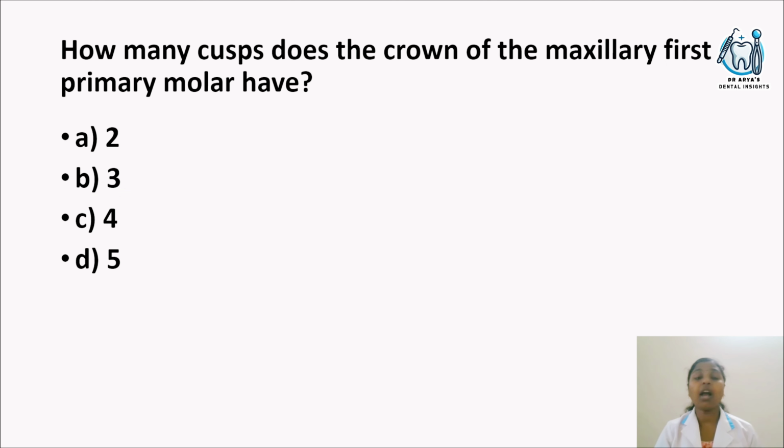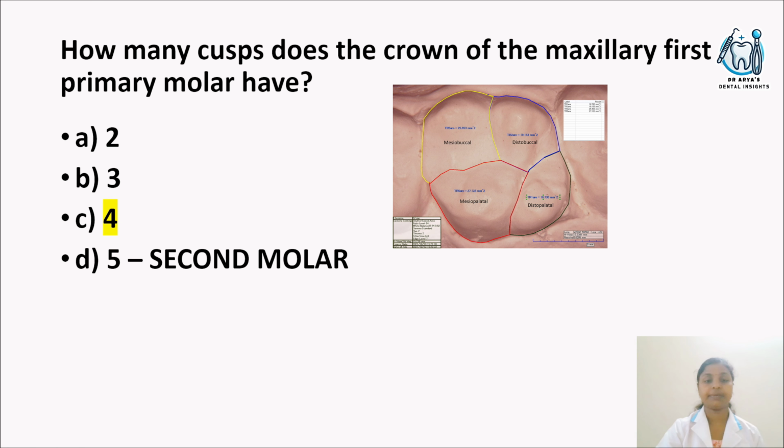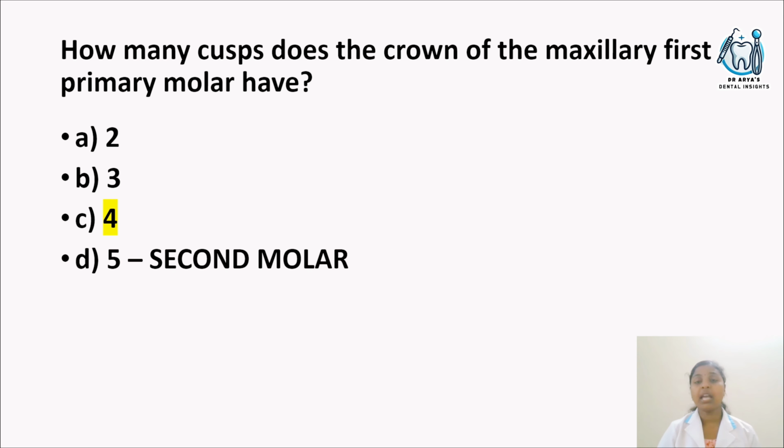So next question, how many cusps does the crown of maxillary first primary molar have? Is it 2, 3, 4 or 5? So for the maxillary first primary molar, the answer is 4 cusps, and 5 cusps for the second molar.